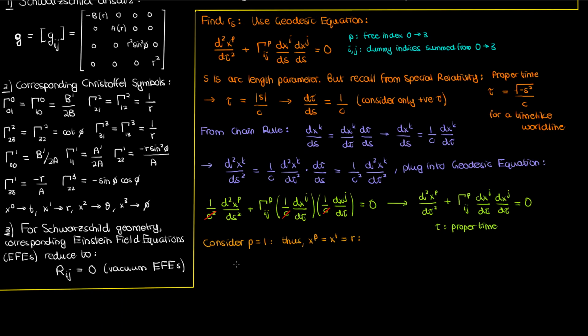in this case is the radial coordinate r. So we basically replace the x super p, or the x super 1, by r. If we isolate the second tau derivative in r from the geodesic equation, this is what we have.